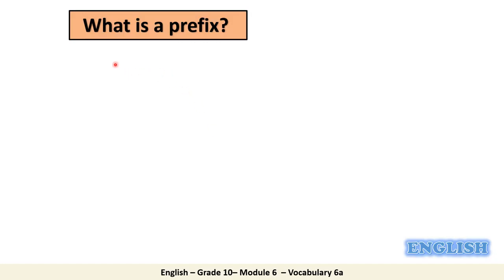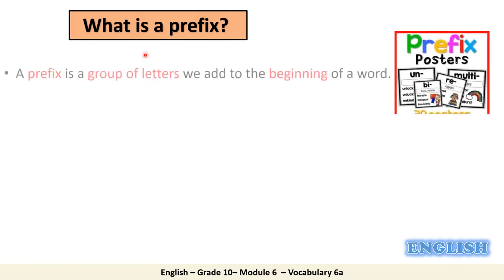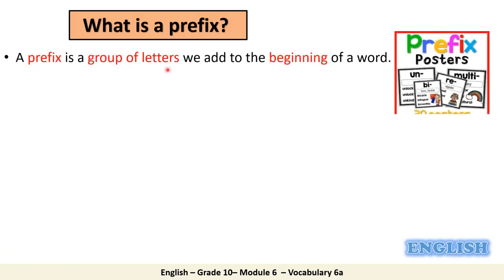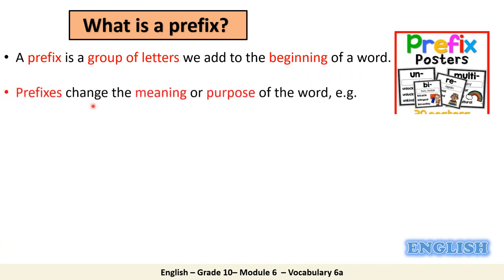And now let's find out what is a prefix and what is the function of prefixes. A prefix is a group of letters we add to the beginning of a word. And what is the function of these letters? Prefixes change the meaning or purpose of the word. In another way, when a prefix is added to a word, it creates a new meaning of this word.